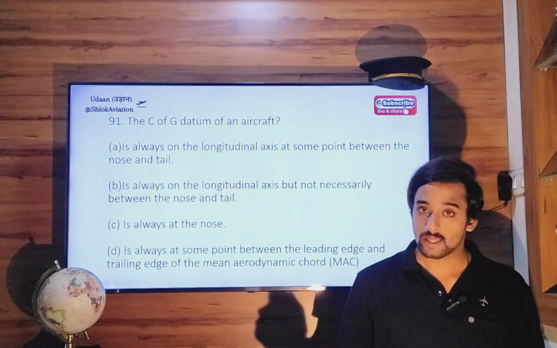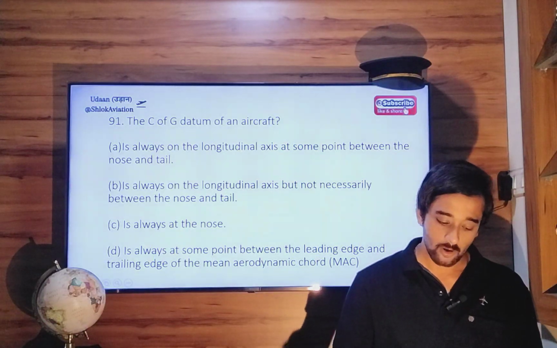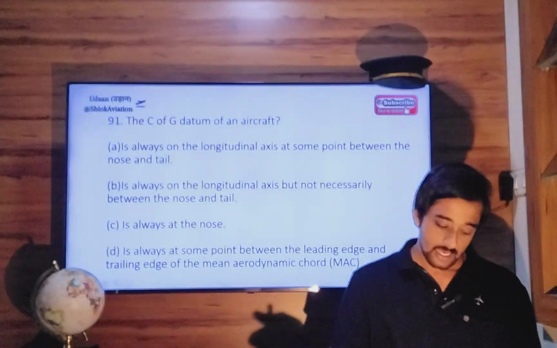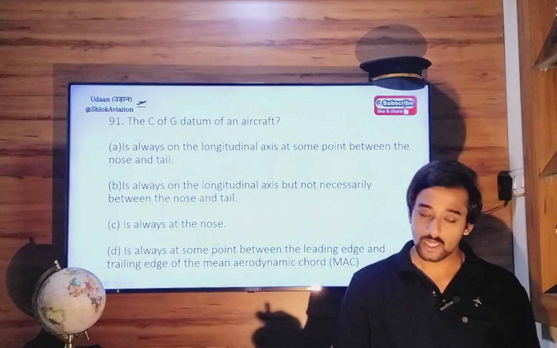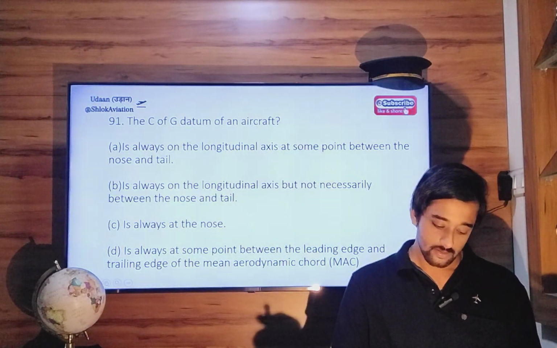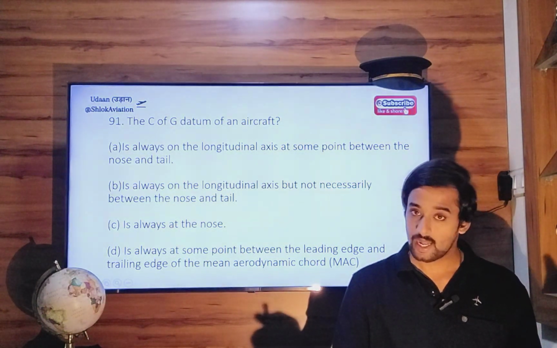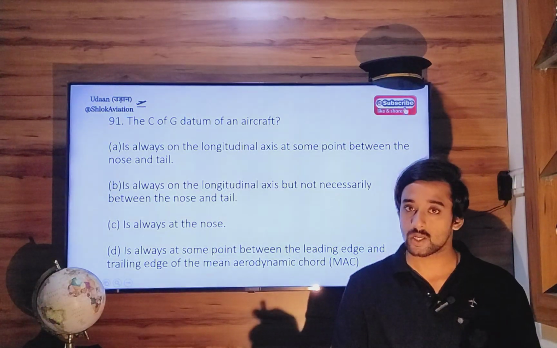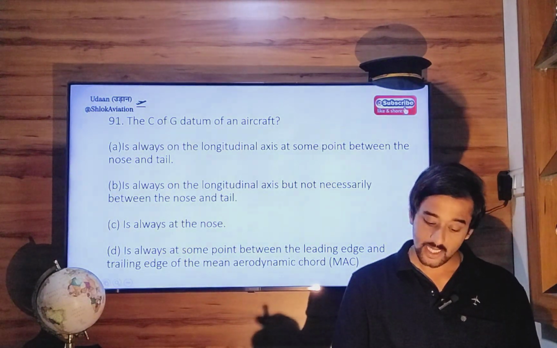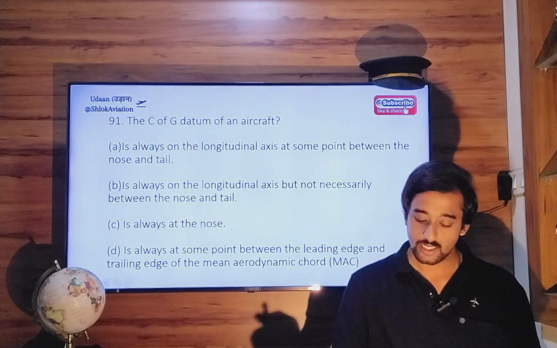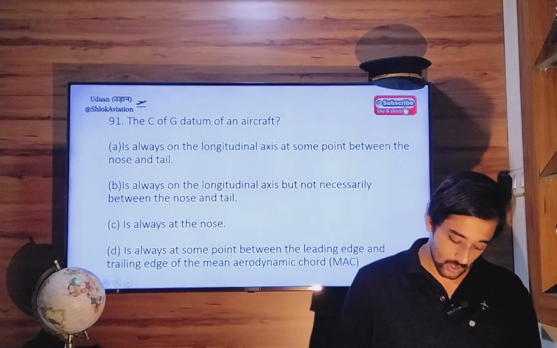Question number 91. The center of gravity datum of aircraft is what? It is always on the longitudinal axis at some point between the nose and tail; is always on the longitudinal axis but not necessarily between the nose and tail; is always at the nose; is always at some point between the leading edge and trailing edge of the mean aerodynamic chord.